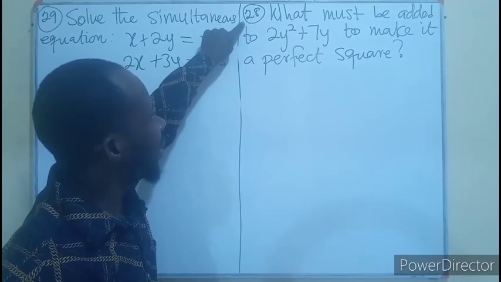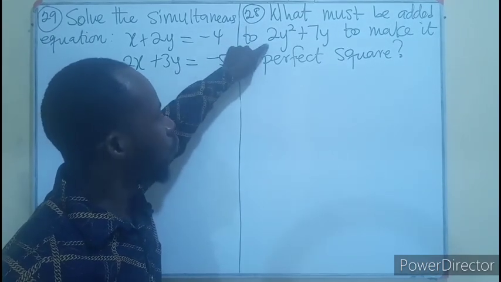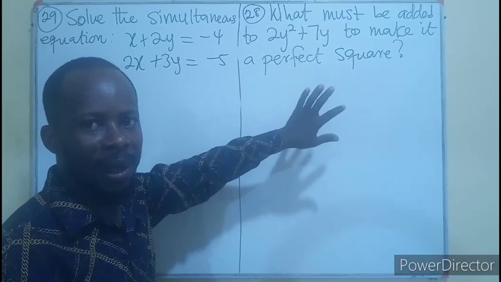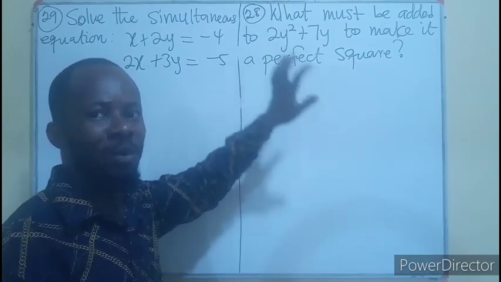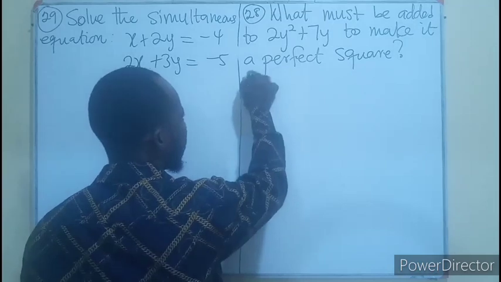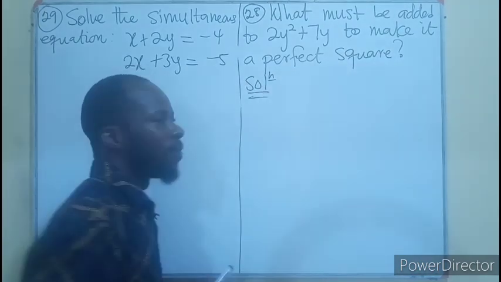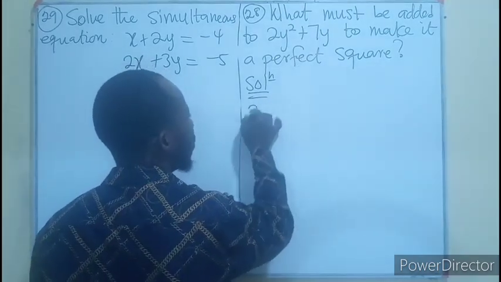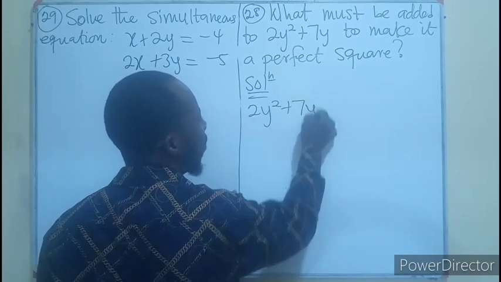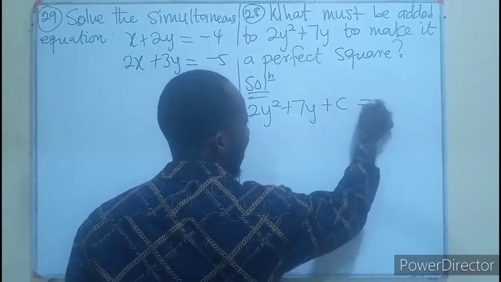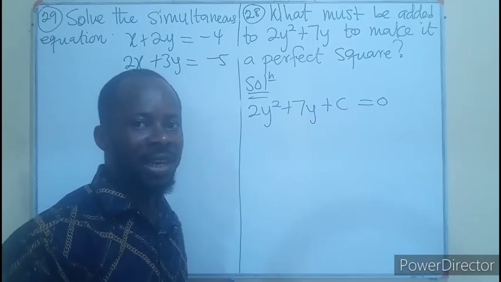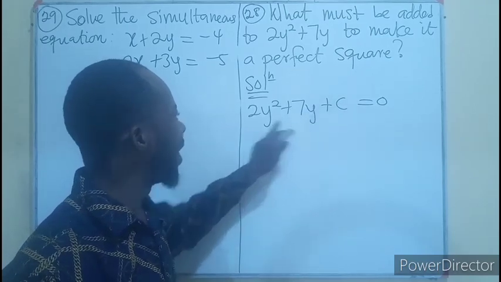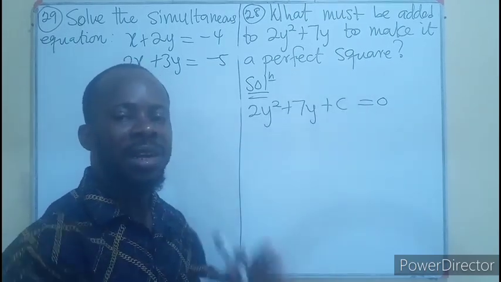Question 28. What must be added to 2y squared plus 7y to make it a perfect square? We are looking for a perfect trinomial. We can solve it in two ways. If we have 2y squared plus 7y plus c equals 0, to make it a quadratic trinomial, we are looking for this constant. What value of this constant added to this will make it a perfect trinomial?